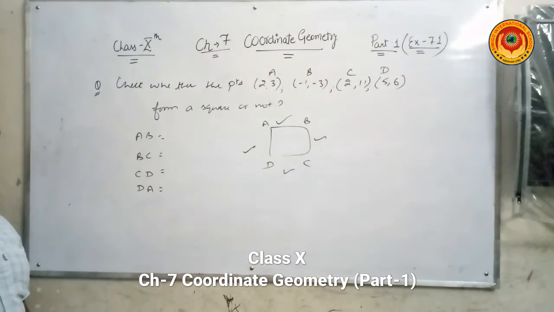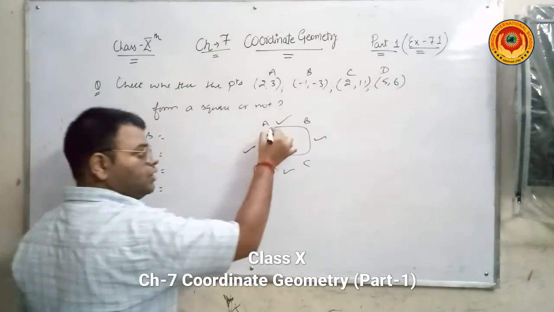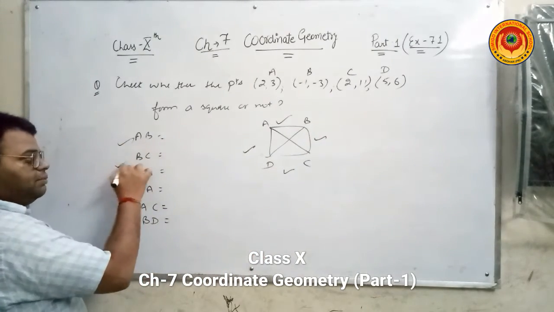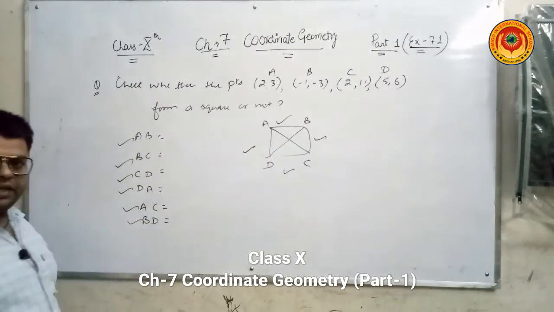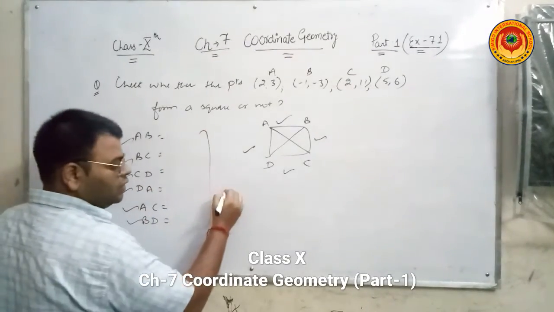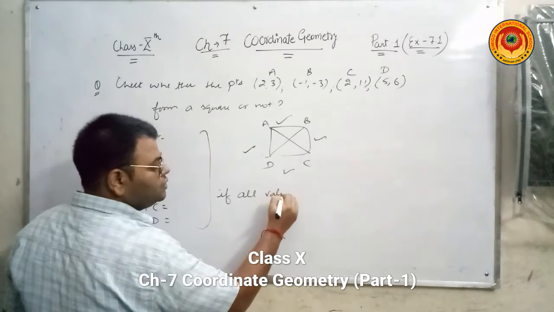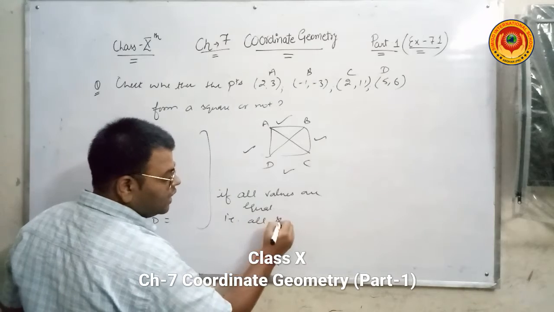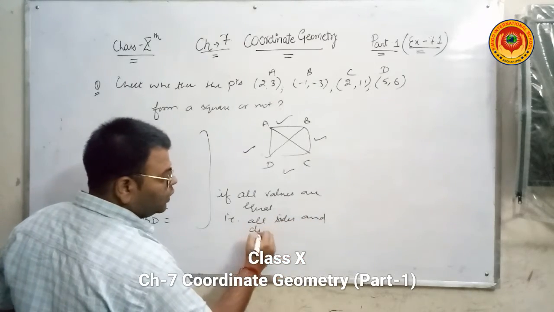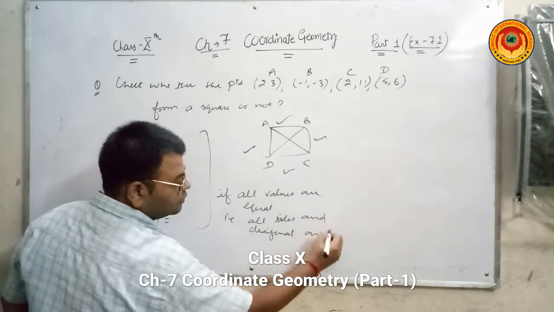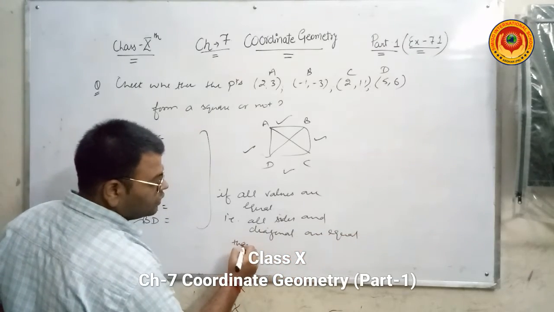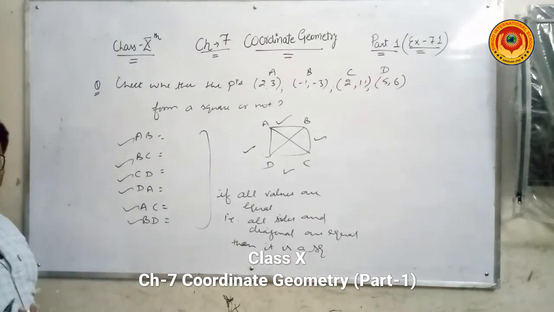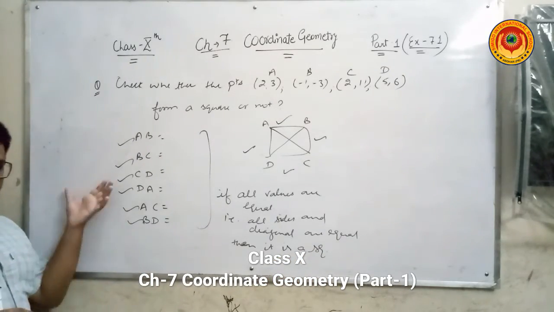Everybody knows all sides of a square are equal and the diagonals are also equal. So you have to find these 6 terms: AB, BC, CD, DA, AC and BD. If all values are equal, that means all sides and diagonals are equal, then it is a square. If anything is not equal, then it is not a square. Is it clear? You can do it easily.